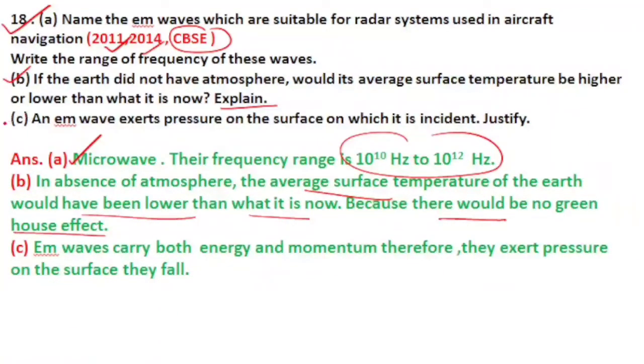Right? Last part C. An electromagnetic wave exerts pressure on the surface on which it is incident. Justify this. Why does it exert pressure on the surface? Because electromagnetic waves carry both energy and momentum. Therefore, they exert pressure on the surface they fall on. Hope it's clear to all of you.